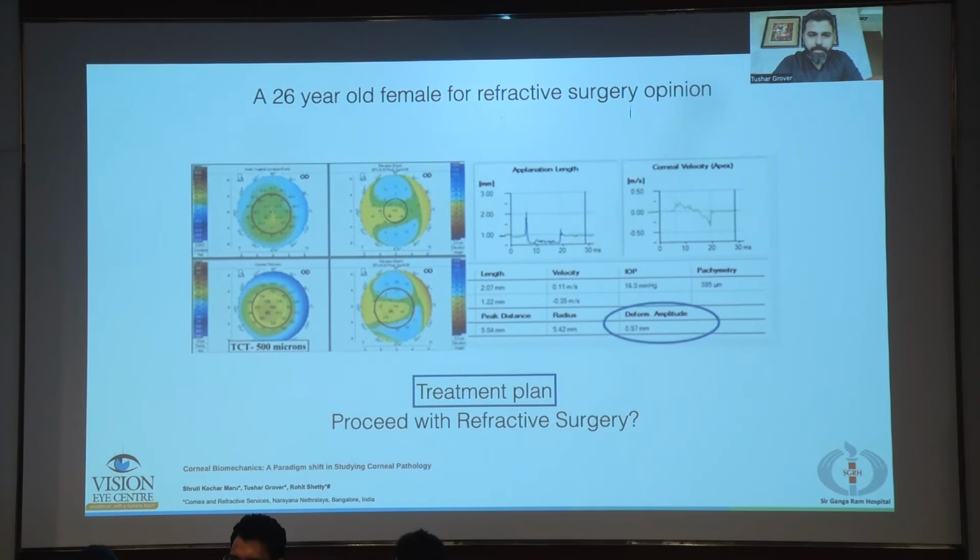This, on the other hand, is again a slightly thin cornea, 500 microns, but when you look at the biomechanical parameters here, they're quite good, which indicates that this is a strong cornea and therefore a lot less likely to develop ectasia in the future. So you can definitely consider LASIK in this case and not just surface ablation.